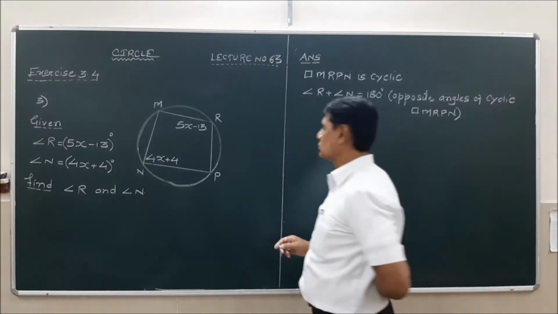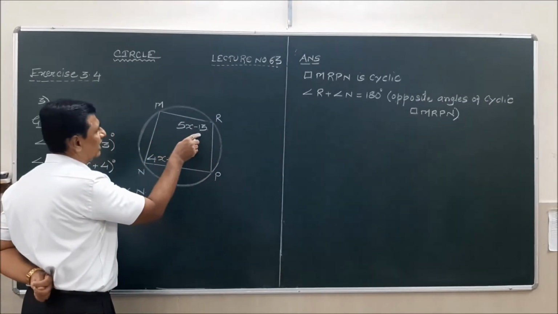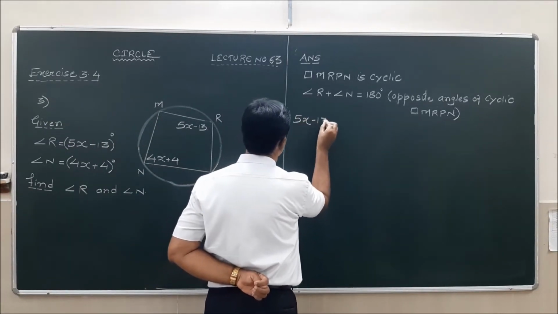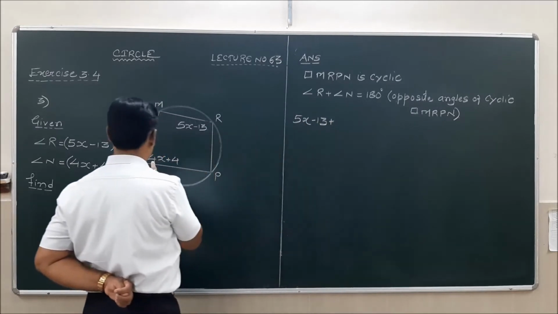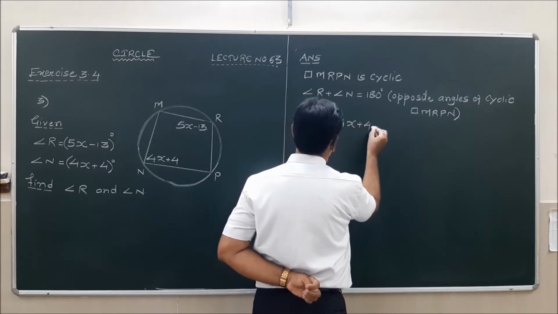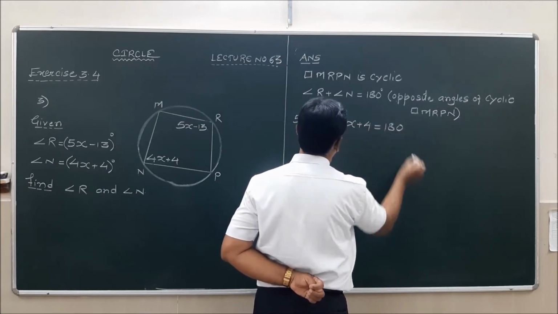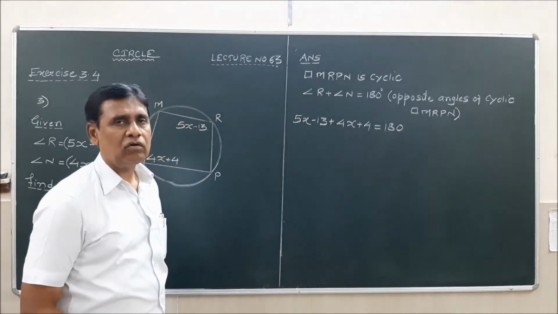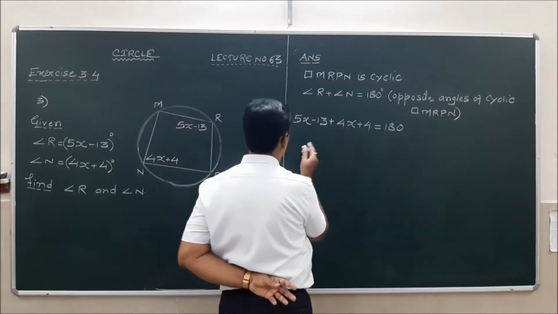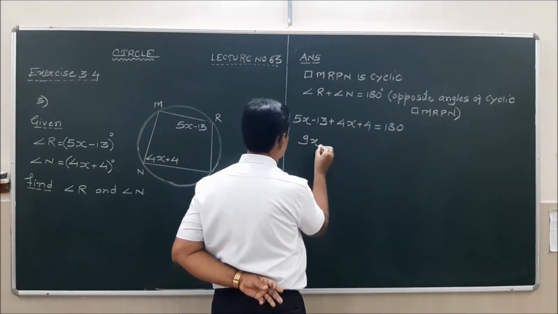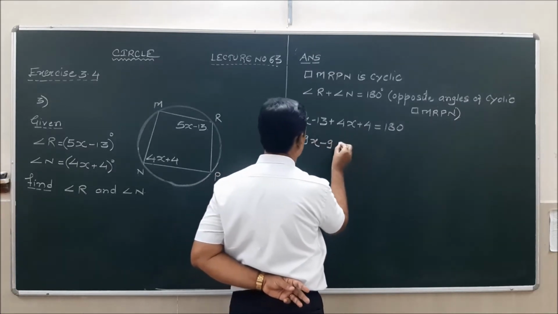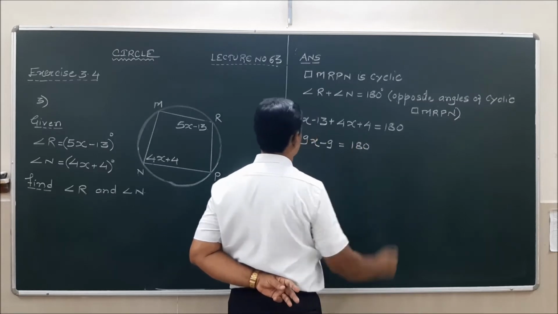Now I am going to substitute the values. R is 5x minus 13, so 5x minus 13 plus 4x plus 4 is equal to 180. Now I am going to find the value of x by solving this equation. Very simple. 5x plus 4x is 9x, minus 9, because minus 13 plus 4, is equal to 180.